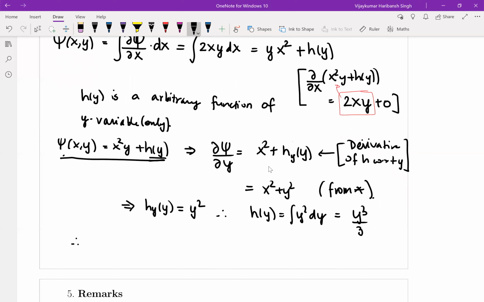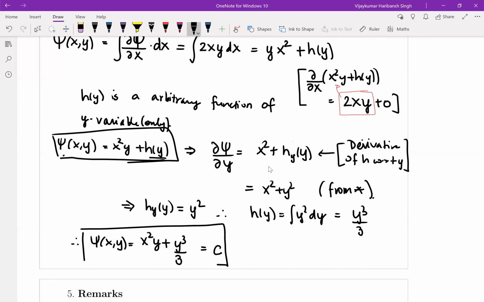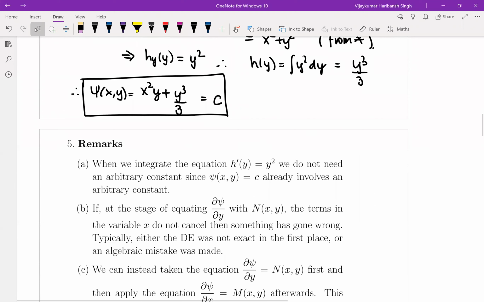So therefore we get phi of xy equals x squared y plus, instead of h of y, y cubed by 3, equals c. So this is your solution. Now you may say, well, you integrated here with respect to dy, so why didn't you write a constant? Because you're doing an indefinite integral. As long as you write it equal to c, you can absorb that constant in the c. So this can be mentioned here in the remark. When we integrate h prime of y equals y squared with respect to y, we do not need to choose an arbitrary constant, since phi of xy already involves an arbitrary constant.